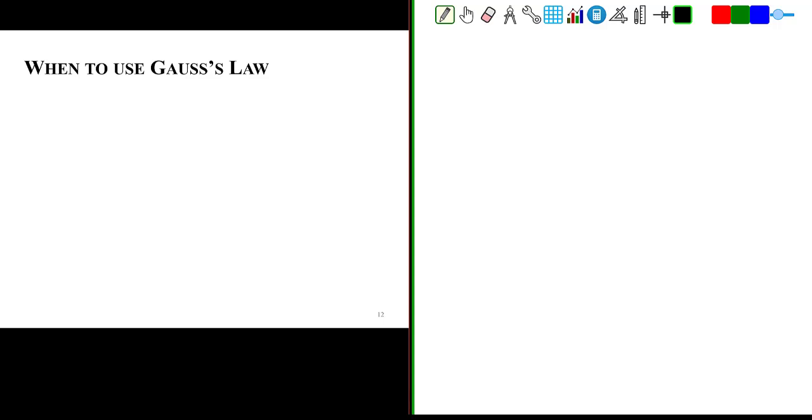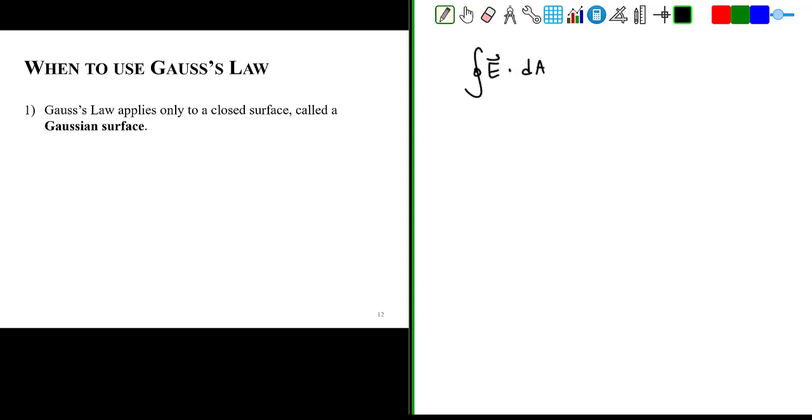So when do we want to use Gauss's law? Well, one, Gauss's law applies only to a closed surface, and we're going to call any closed surface a Gaussian surface. That surface is mathematical in nature. The circle through the integral is a reminder to us that this applies to an enclosing surface.